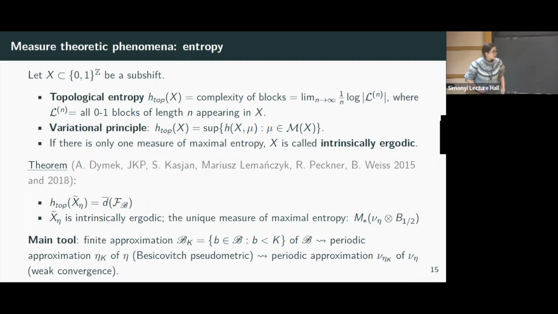Okay, so what are the main tools? This will be fairly simple, what I say here, but if you look into the details, it's not that simple after all. So we use finite approximations of B. This gives you periodic approximation of your B-free sequence, and this gives you periodic approximation of the Mirsky measure in terms of weak convergence.